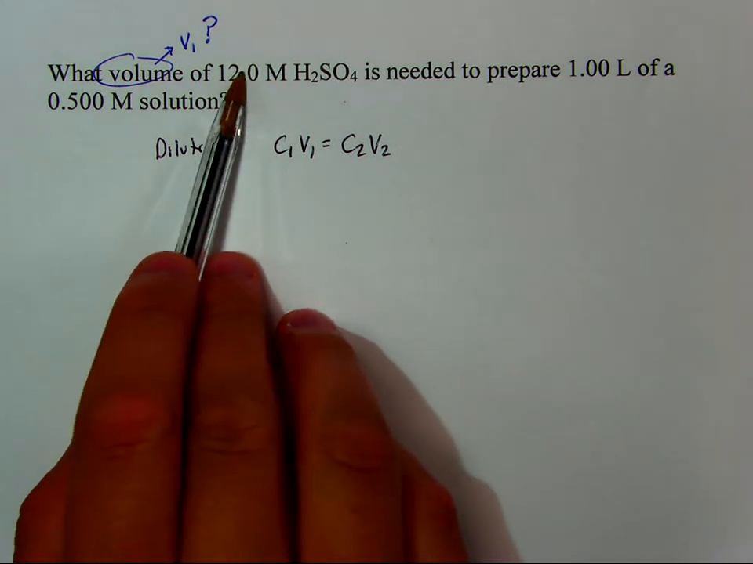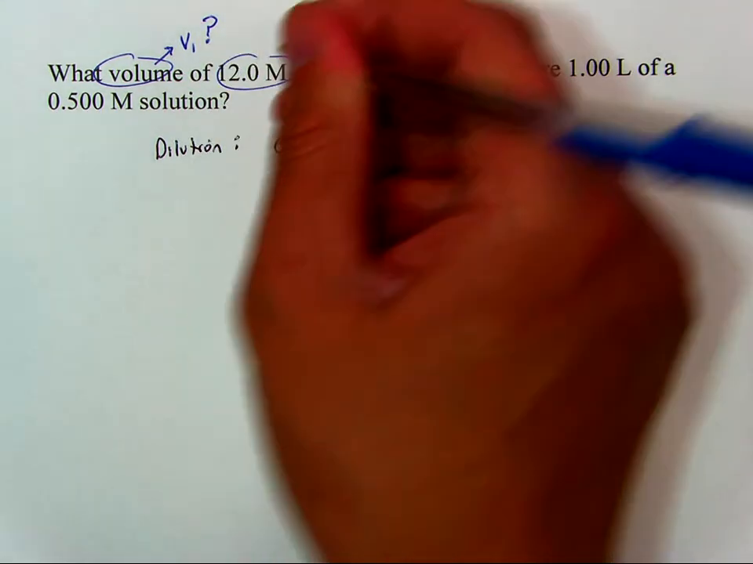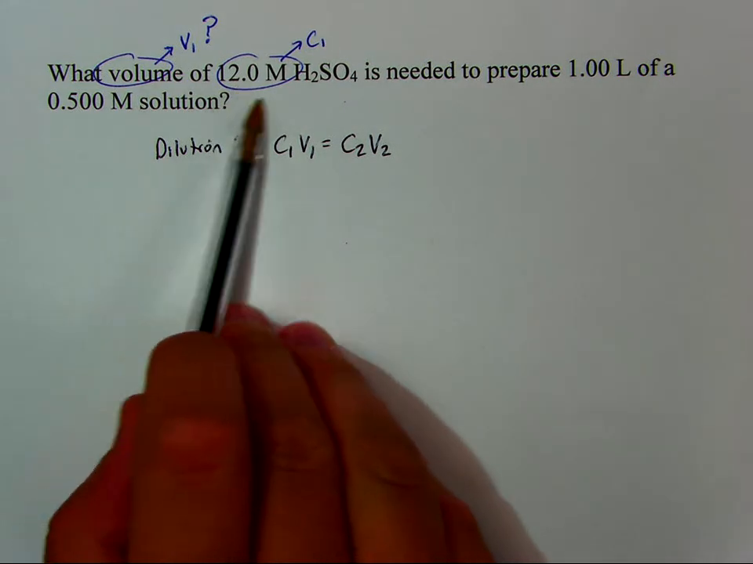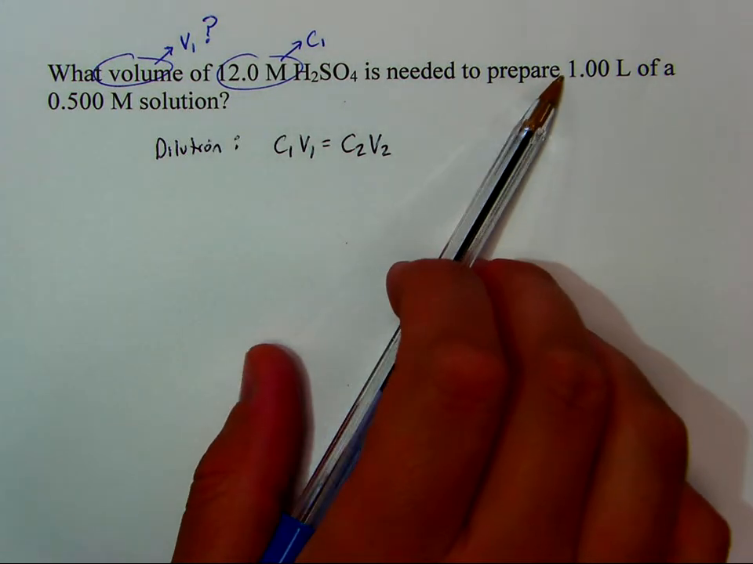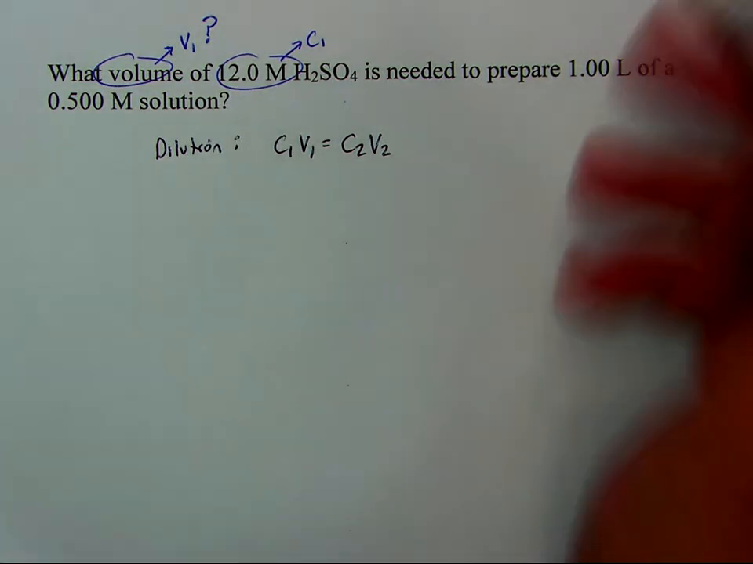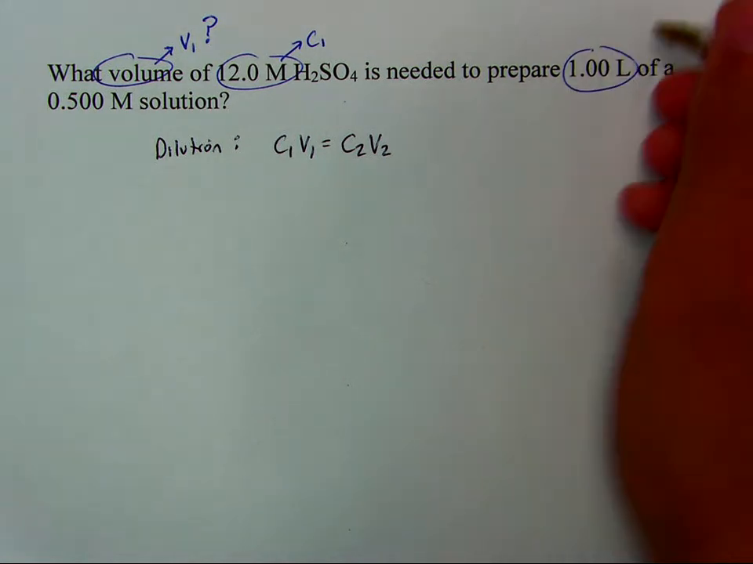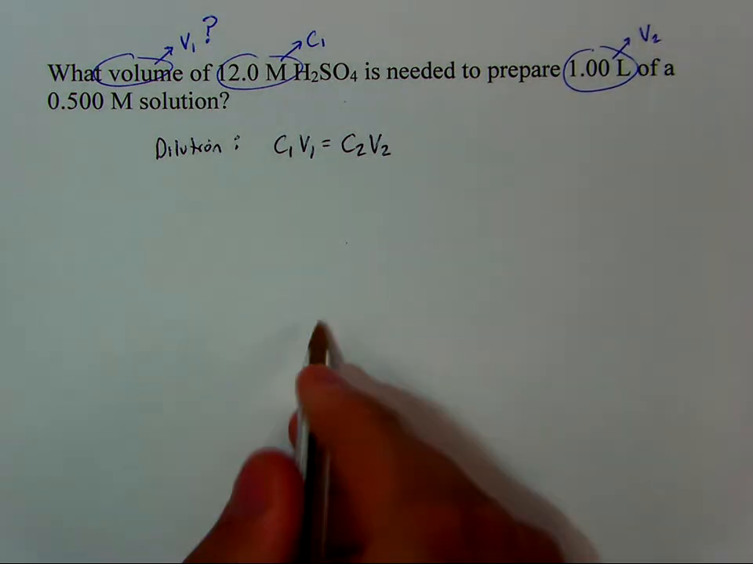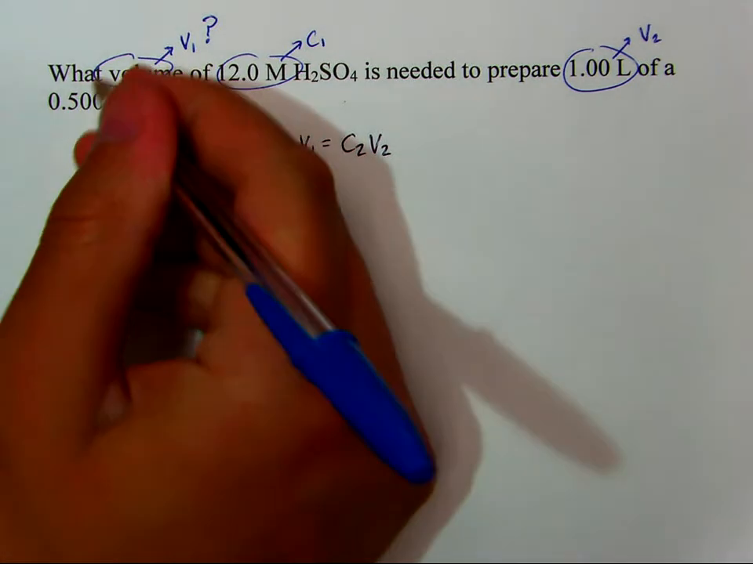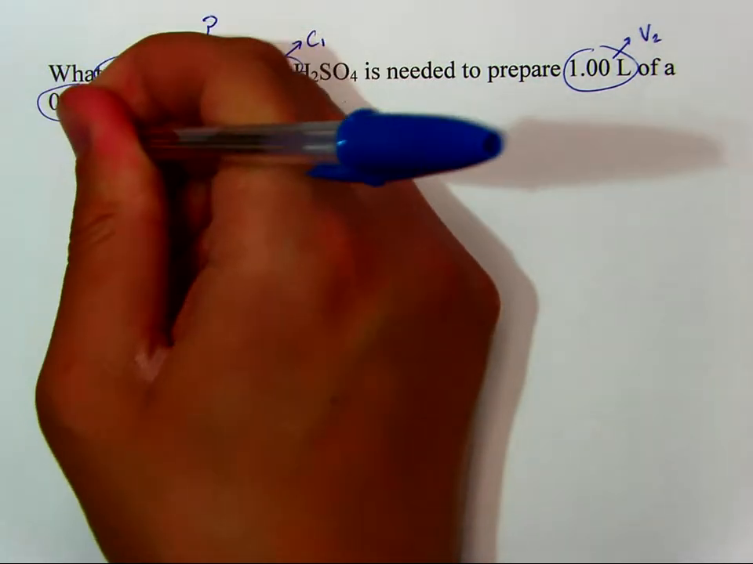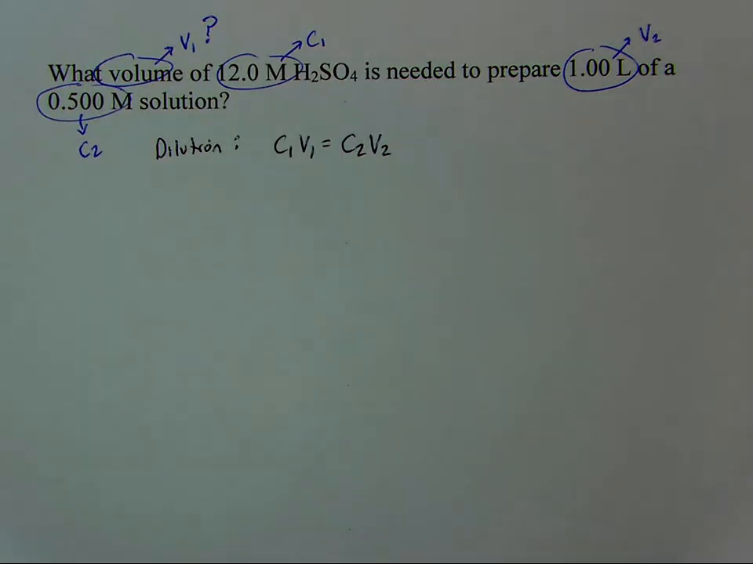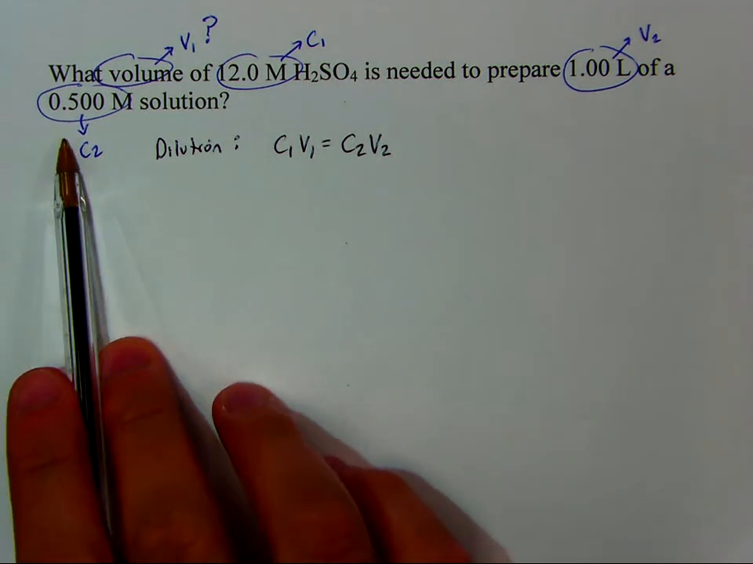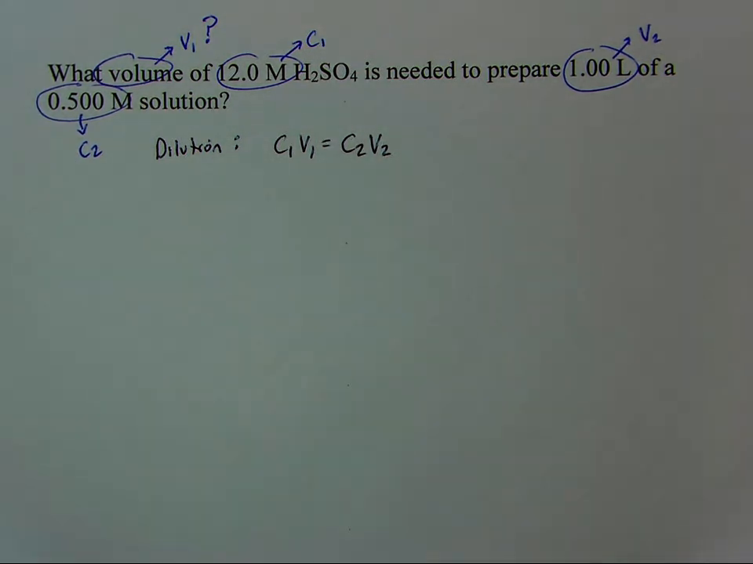This is the starting concentration, so this is going to be C1, right? Because again, this is what we're starting with before we end up preparing what we want at the end, right? This number here is the volume after it's been created, so that's our V2, and this is the concentration after it's been created. So this number here is our C2. Okay? From here, all we need to do is plug these things into our equation and solve for the one we don't know, which is V1.